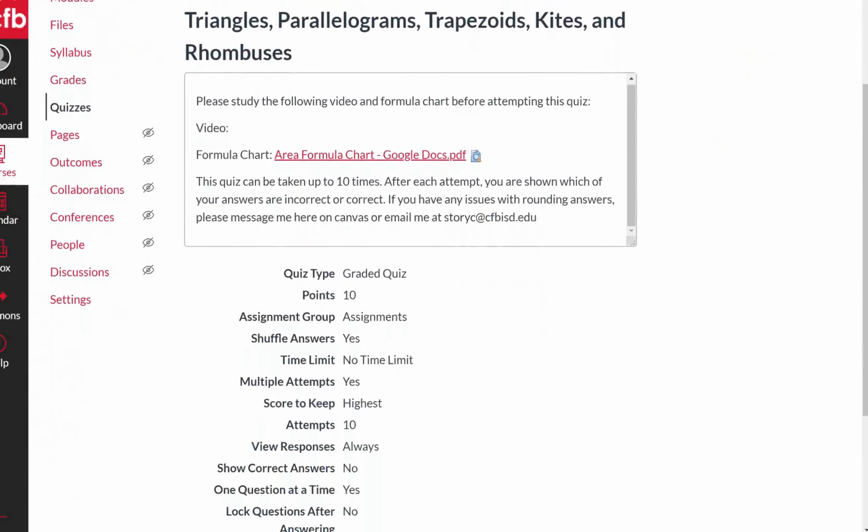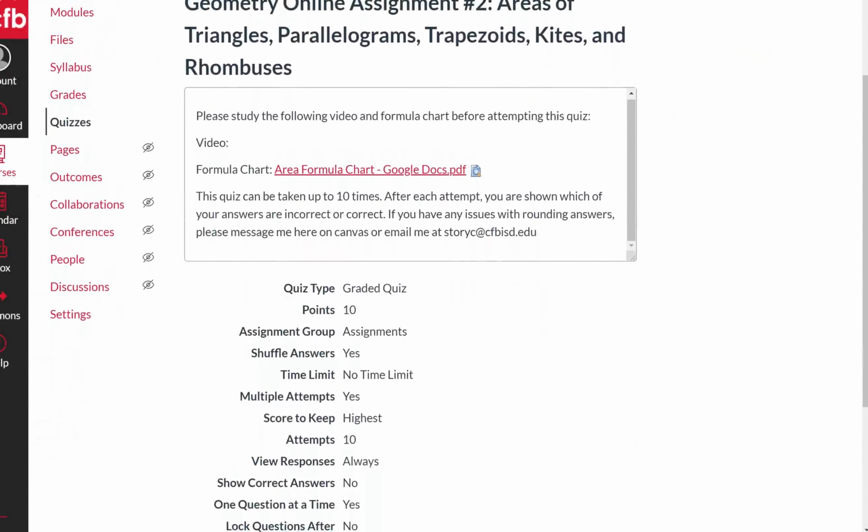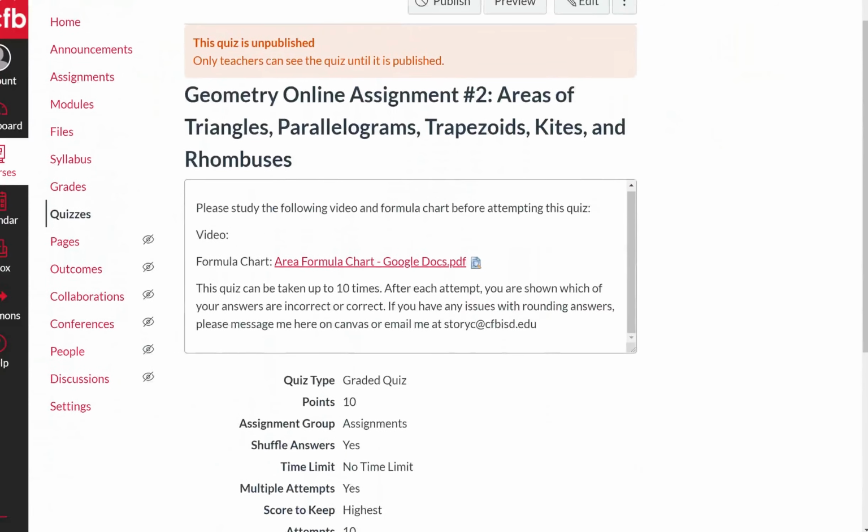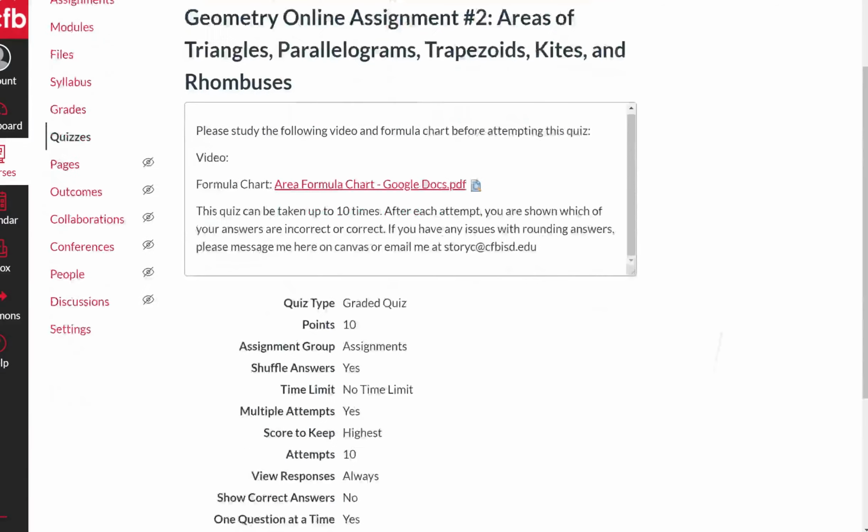It's a quiz that allows up to 10 attempts, and instead of being multiple choice, you have to enter numbers as your answers. I put a link to the formula chart and also a link to this video on this quiz. There's no time limit, so you're allowed to have any tabs open. You could even have this video open if you need to. What I recommend is having scratch paper and a calculator. That's all you really need, and if you don't get it on the first try, you can just attempt the quiz again. Make sure you do this assignment.